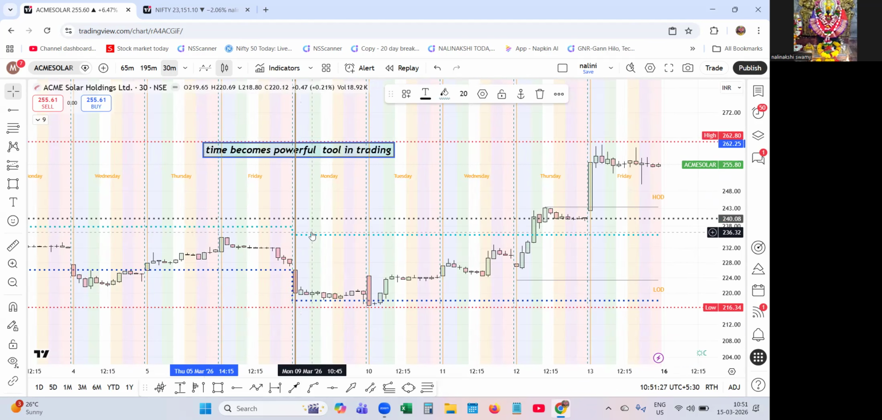In this 65-minute time cycle, the mid 65 minutes of the entire day matters. There are 6 65-minute cycles in the intraday that set the tone for the next day, or the price behavior on the same intraday, whether it is going to go up or going to go down. So here I am on the chart of this stock, Acme Solar.